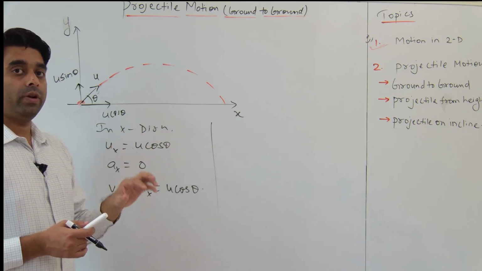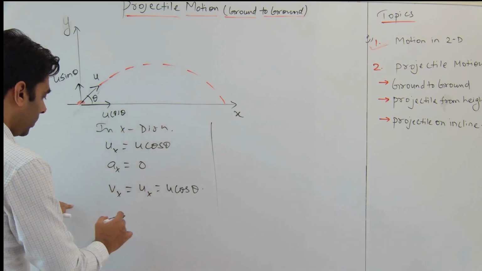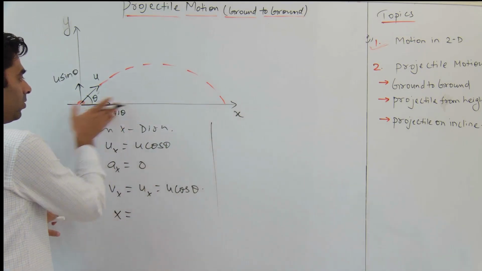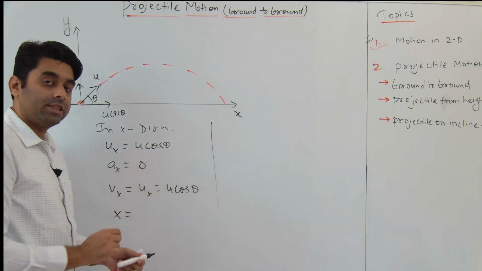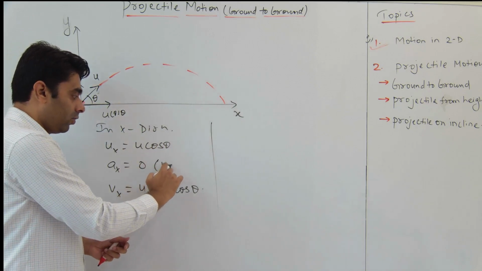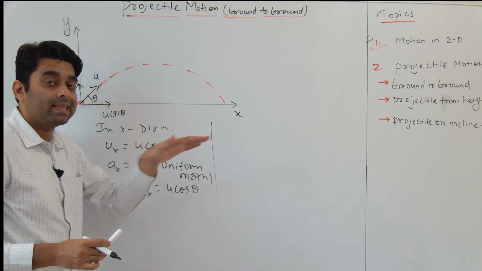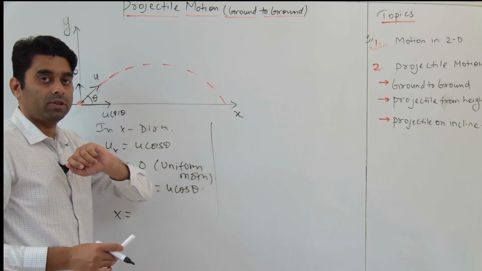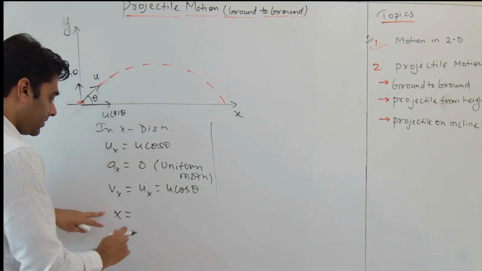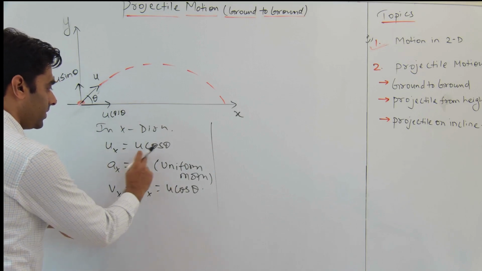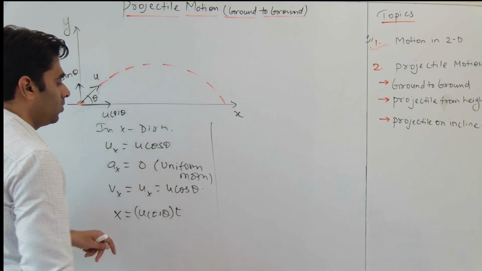Now, if we have to write down the displacement or the distance traveled in x direction, what can we write down? Distance traveled in x direction will be velocity in x direction into time, because it is what type of motion in x direction? Acceleration is 0, that means it is uniform motion. Over here it is uniform motion in x direction, constant velocity. Fine. So distance traveled in x direction will be velocity into time. What is our velocity? u cos theta. At any time t, this will be u cos theta into t.